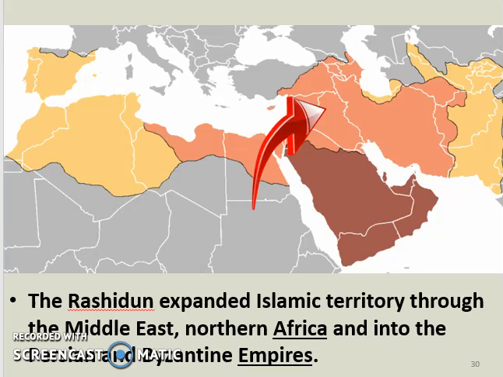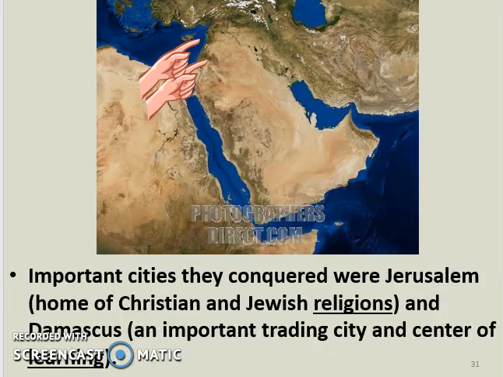So during the lifetime of Muhammad, Islam expanded across the Arabian Peninsula. After his death, the four rightly guided caliphs are going to rule, and that will be that second expansion, that pink expansion on the map. Important cities that they conquered included Jerusalem, which is home of Christian and Jewish religions, and Damascus, an important trading city and a major center of learning. Both of those are pointed to on the map.